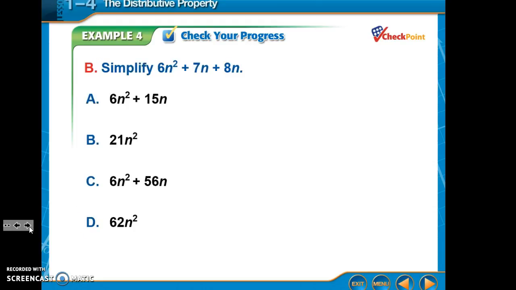All right, what about this one? Here we have 6n squared plus 7n plus 8n. So the first thing, where are our like terms? The last two. So the 7n and 8n are our like terms, so we can combine them. So what's 7n plus 8n? 15n. Can we combine the n squared? No. So it's a.